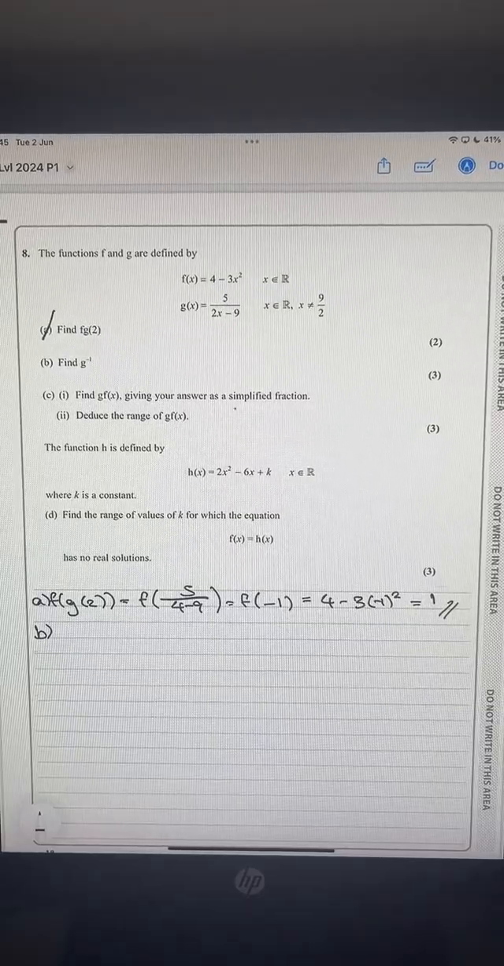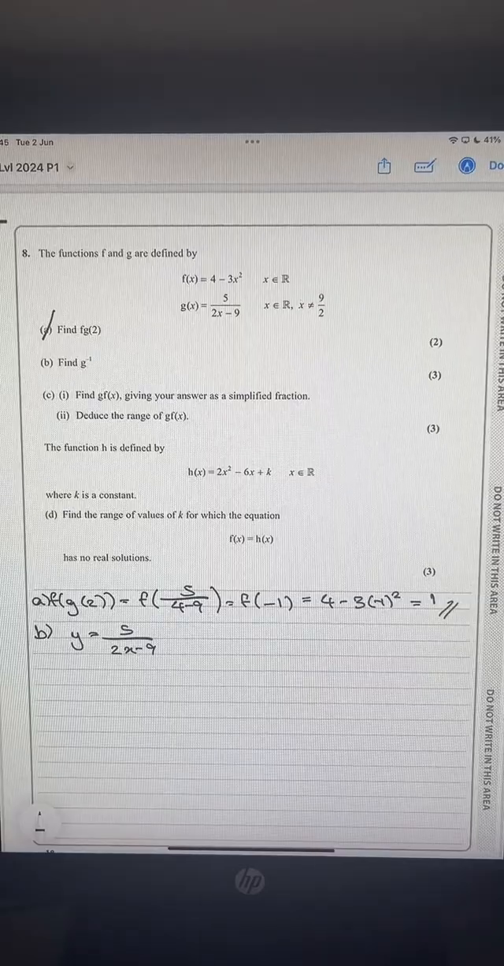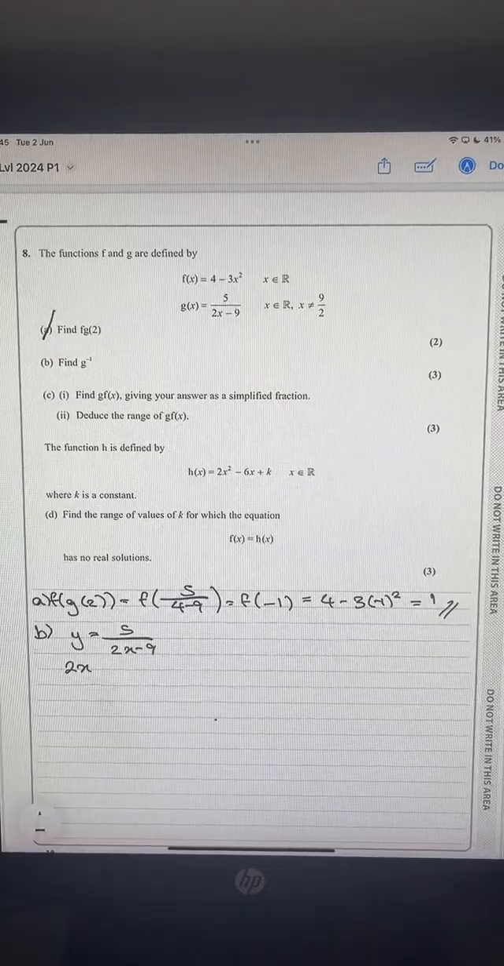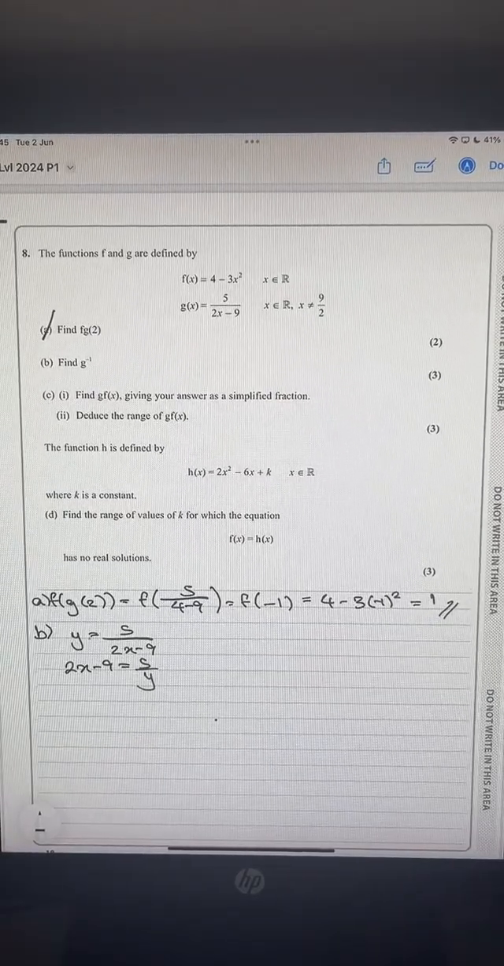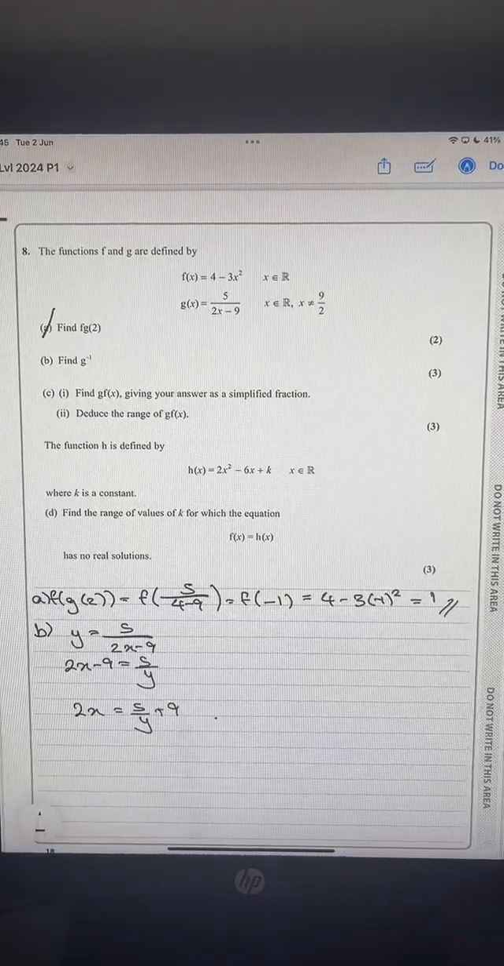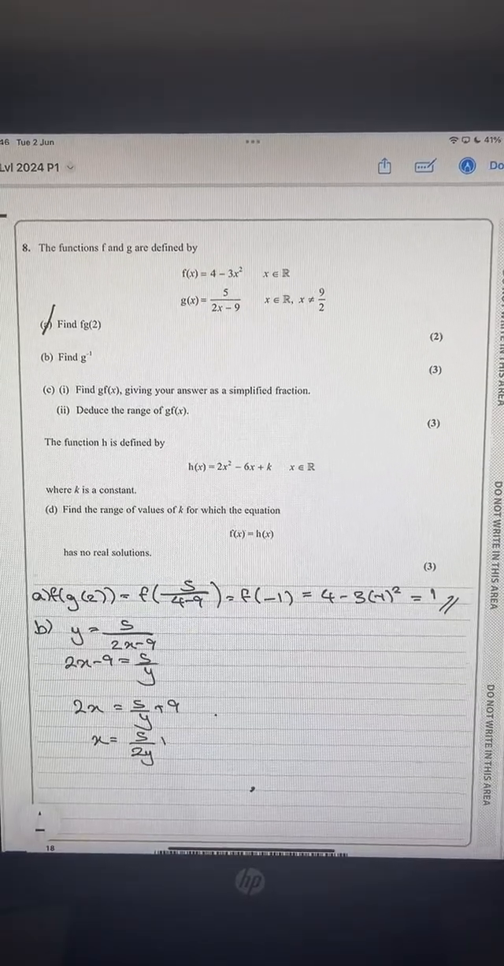Amazing. Part B, find the inverse function of g. Remember, you just say y equals your function, 5 divided by 2x minus 9. Then you rearrange for x. So you've got 2x minus 9 equals 5 divided by y. I've multiplied by that and then divided by y. Then you've got 2x equals 5 over y plus 9. Then I'm going to divide both sides through by 2. So x is equal to 5 over 2y plus 9 by 2.